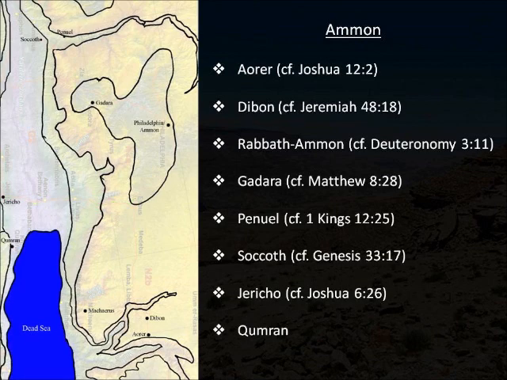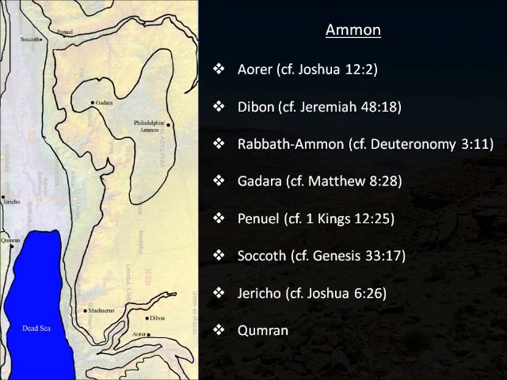All right, so let's make sure you've got all your cities, because there are quite a few you need to get. In the north, on the banks of the Wadi Yabbok, we have Succoth and Penuel. These are two cities that show up in the Old Testament. Succoth shows up in Genesis 33. It's a place where Jacob settled for a while.